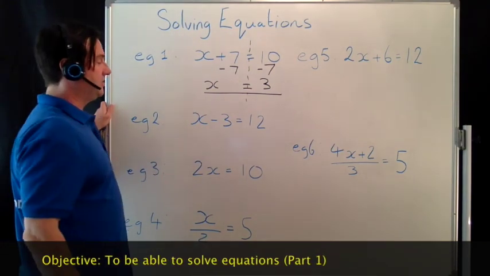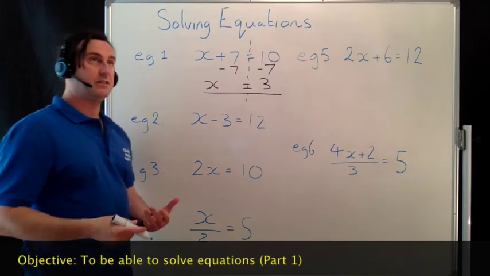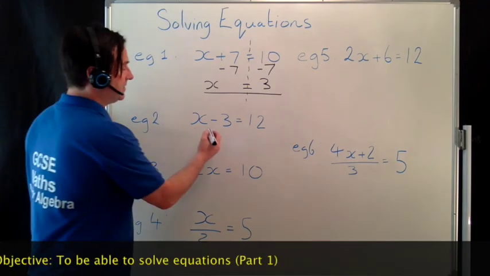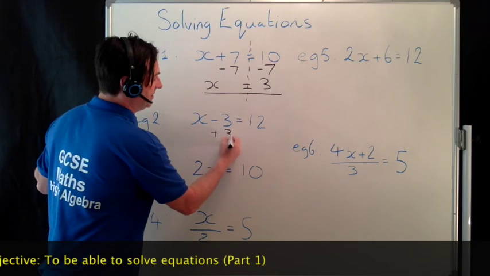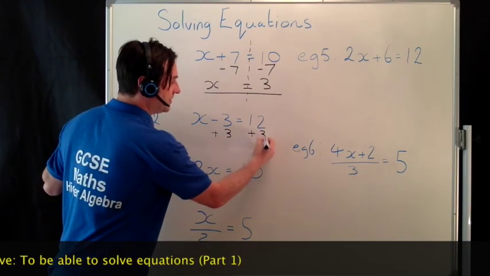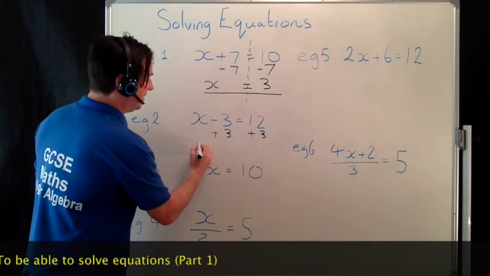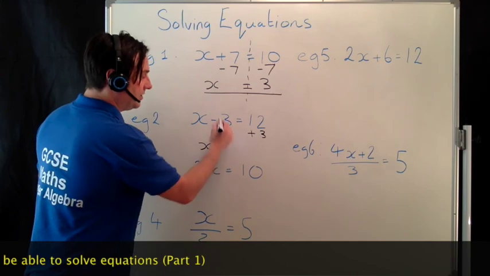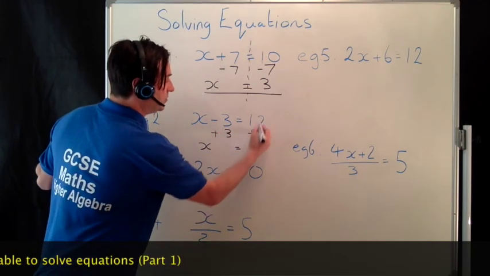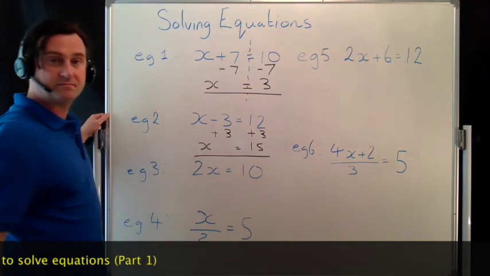The second one, example 2, we've got a negative number here. In order to get a negative 3 to 0, I have to add 3 to it. So this time I'm going to be adding 3, but whatever I do to one side, I must do to the other side. So I add 3 to the 12. If I write that out now, I'm left with x. Negative 3 add 3 takes me to 0. So x is going to equal 12 add 3, which gives me 15.